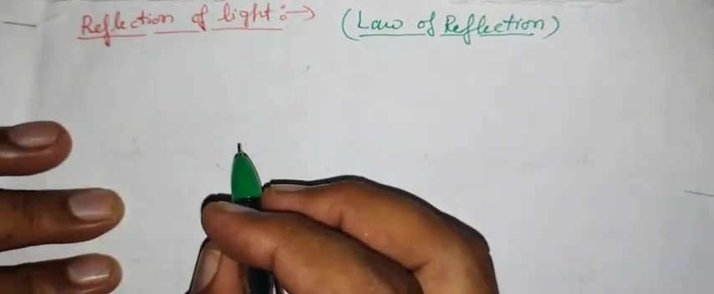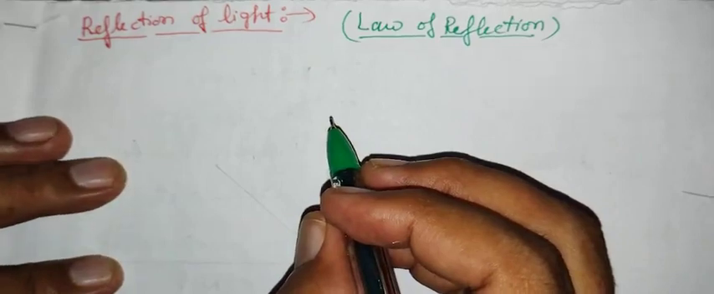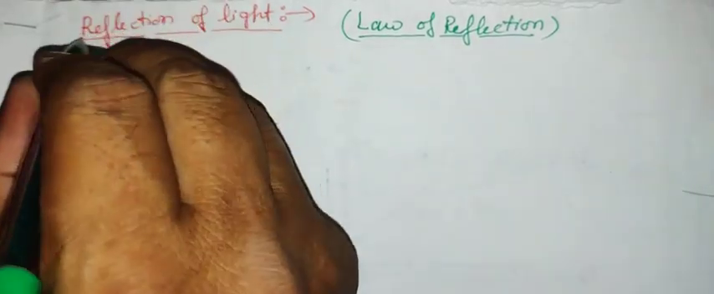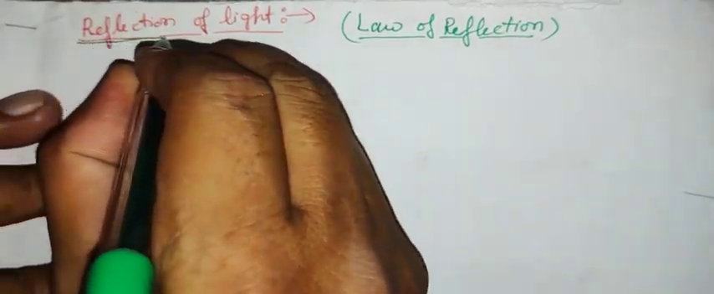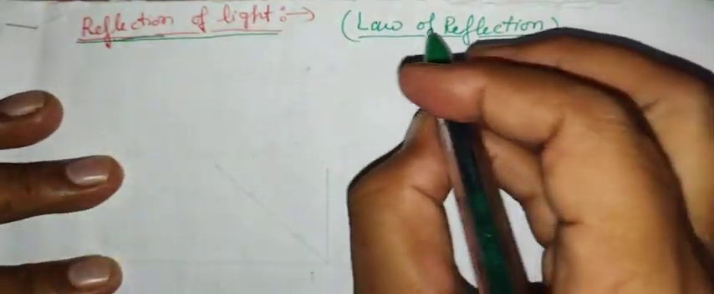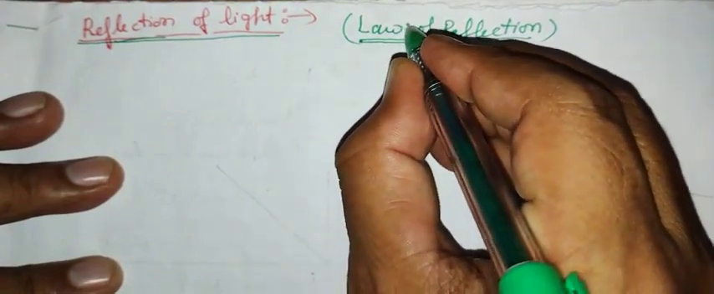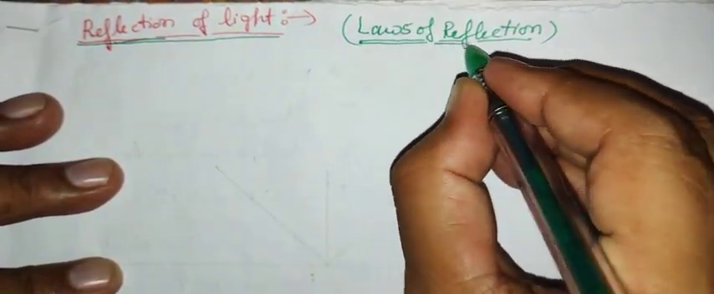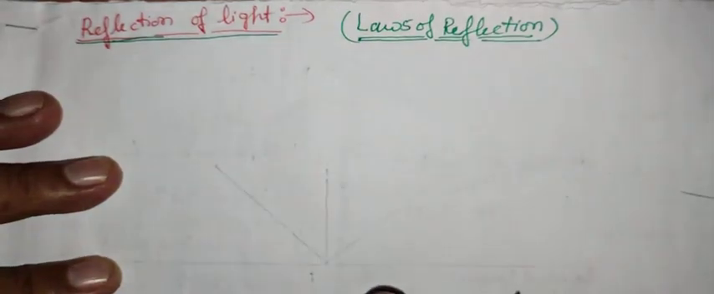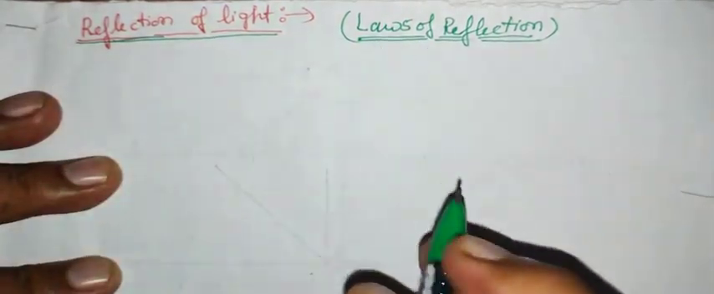Hello everyone. We are going to see the primary property of light, that is the reflection of light. In this lecture we will also discuss the laws of reflection and experimentally how we may verify the law of reflection.